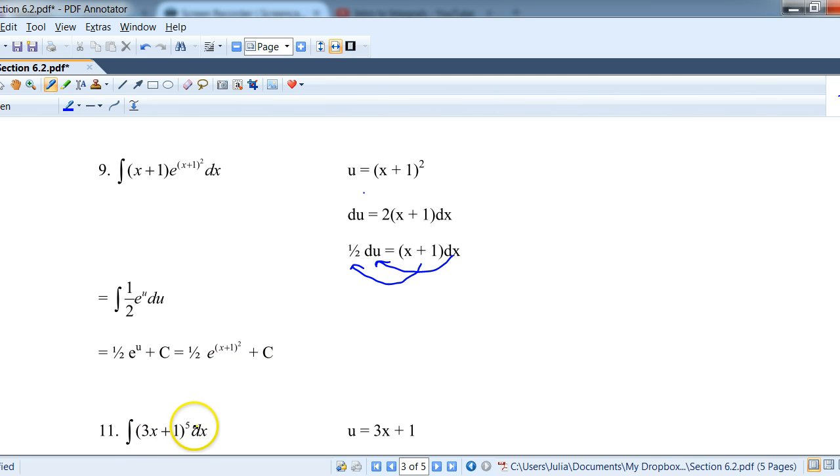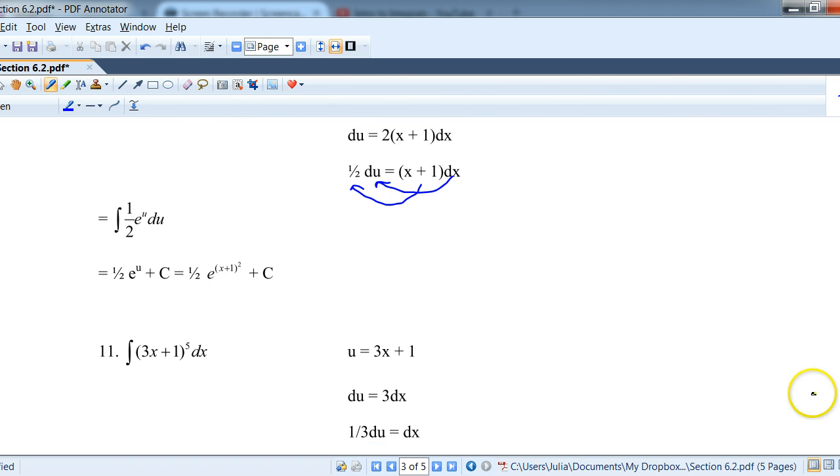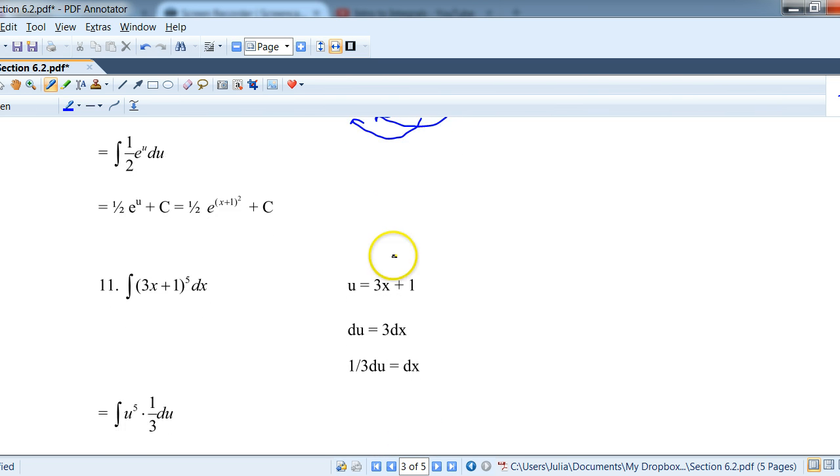So what if it was (3x plus 1) to the 5th power times dx? We've done this one in class. So again, you take u as 3x plus 1. What is du? It's the derivative. It's 3 times dx. Divide by 3. And then we substitute. So what do we get? 3x plus 1 becomes u to the 5th power times the dx, which is equal to 1/3 times du.